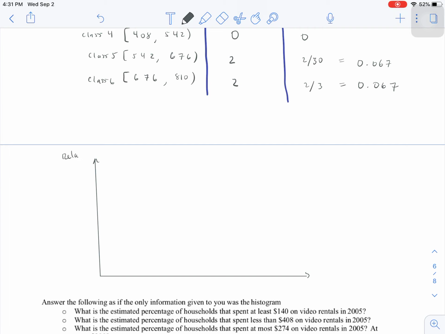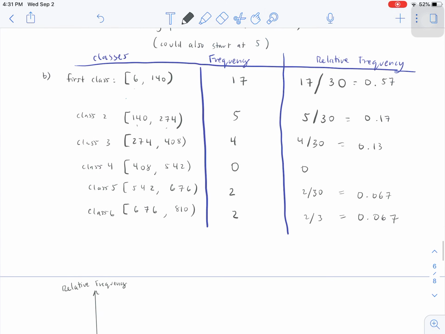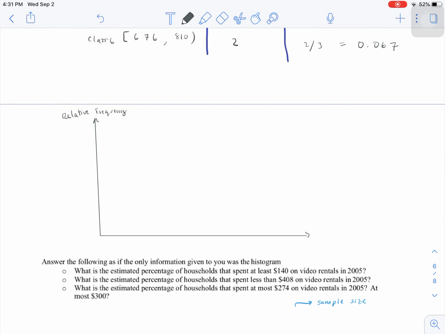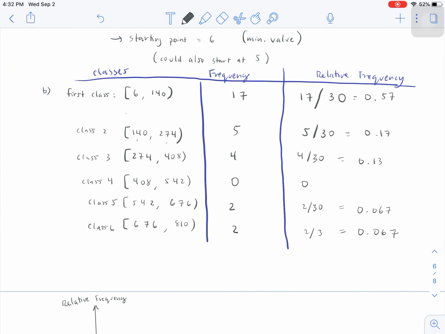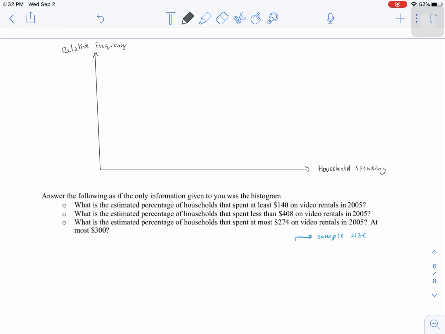My y-axis will be the relative frequency. You could also just do the absolute frequencies, but since we went to the trouble of calculating these relative frequencies, I'll do that on my y-axis. And this will be household spending on videos, video rentals. And then, let's see, I will do ticks 0.1, 0.2, 0.3, 0.4.